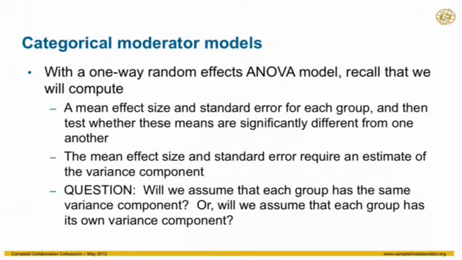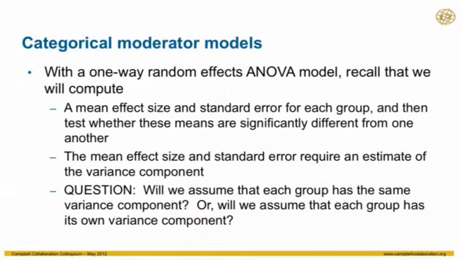The first option is we can assume that each group has the same variance component. All right, so we'll estimate a weighted average variance component and use that for each of our subgroups. Another option, which is kind of under a more fully random effects framework, is we can assume that each of these subgroups has its own variance, right, its own variance component. And so we can use a different estimate of that variance component for each group. And we may have a good reason to do that, or we may not.